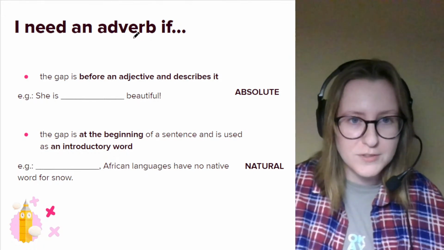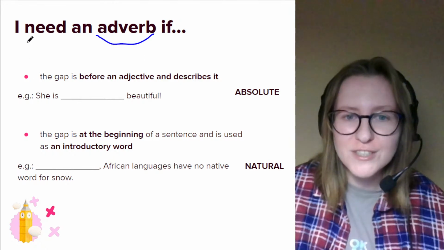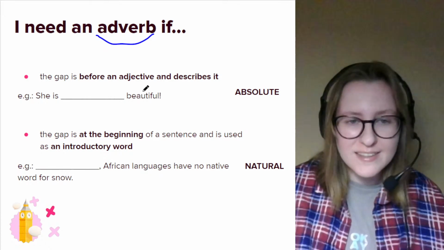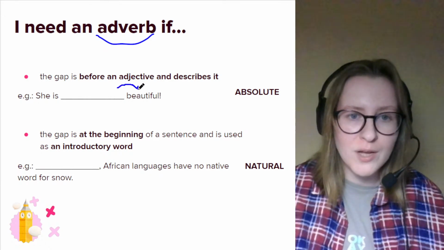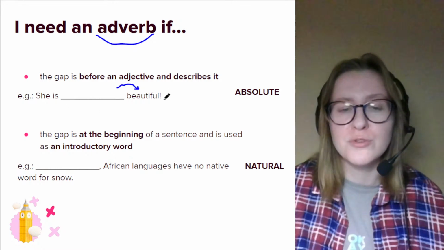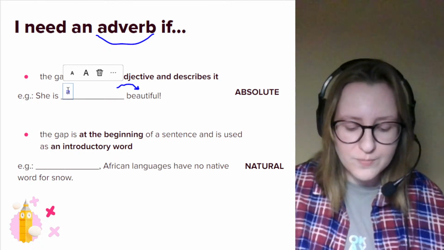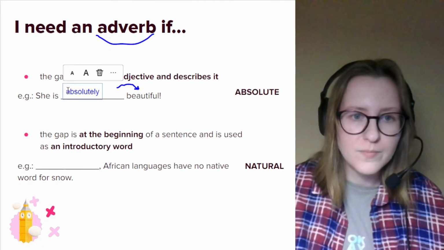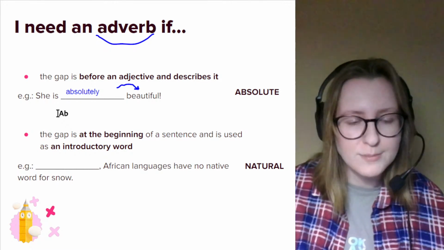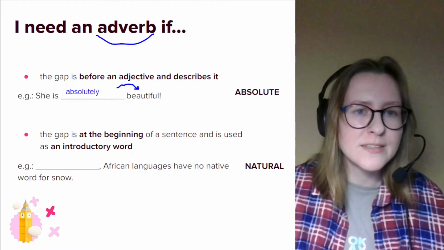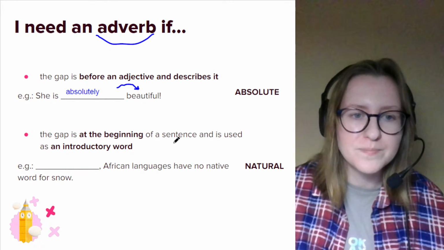Okay, sorry, this is so ugly. Adverb. The gap is before an adjective and describes it. Guys, nothing else can describe an adjective, right? So if our gap describes our adjective, she is beautiful. How? Absolutely. We need an adverb. She is absolutely beautiful. Beautiful how? Absolutely. Okay, and also adverbs can describe whole sentences, right?